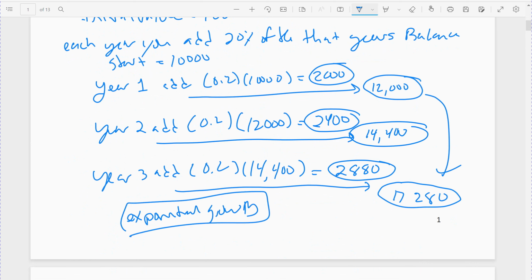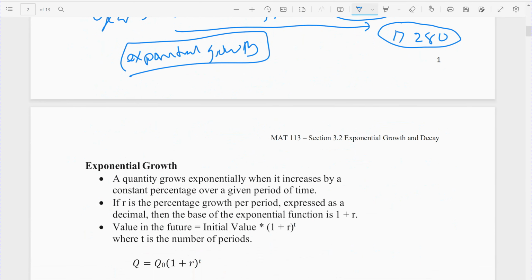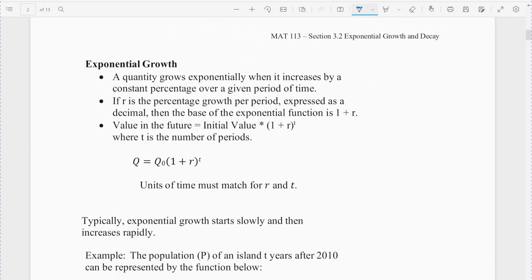Alright, so to formalize that, exponential growth. And we are going to eventually get into decay, but right now we start with our exponential growth. So a quantity grows exponentially when it increases by a constant percentage over a given period of time. Another way to say that is it's increasing at a rate proportional to its size. So the percent of its size every time period. So it changes, it grows faster.